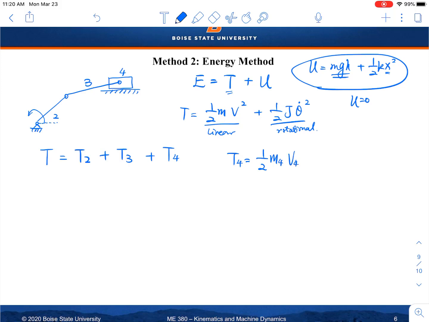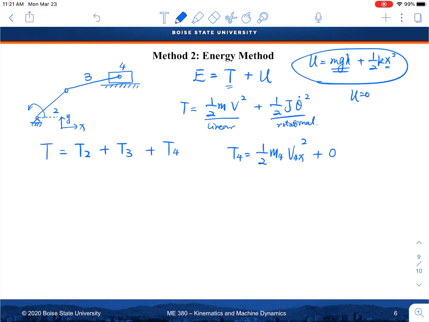v4, and we know the v4 is along the x direction, because your v4 can only be horizontal, so that's v4x squared. There is no rotation because it's only sliding, so the second part is 0. So that's your T4.